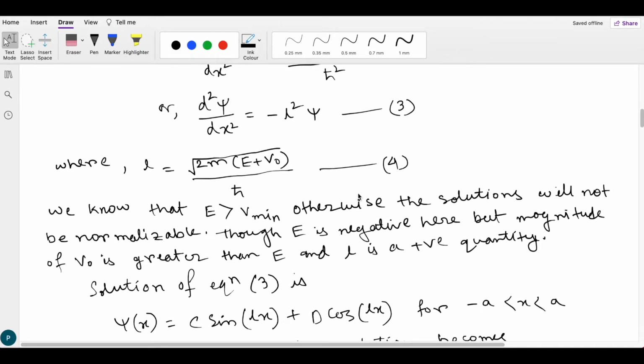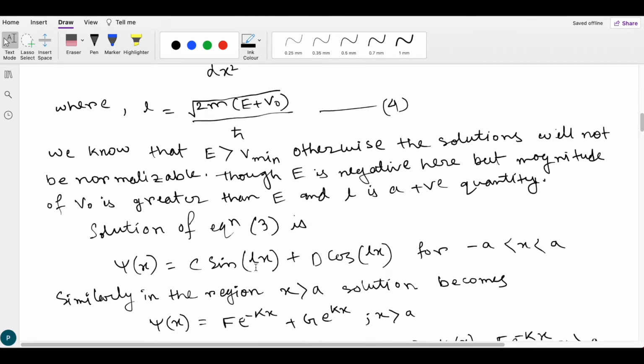So the solution of equation 3 is C sin Lx plus D cos Lx. Here I am using sin and cos functions instead of e to the power ikx and e to the power minus ikx, because we know that if the potential is an even function, the solution is either even or odd. That's why we are using sin and cos, because determining even and odd functions is very easy with sin and cos functions.